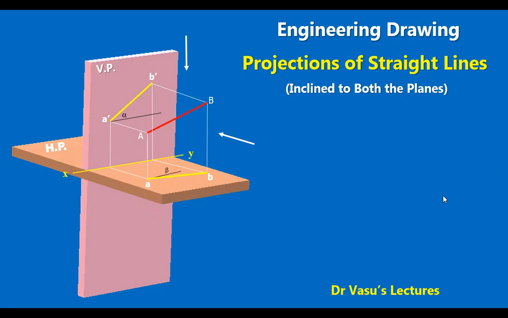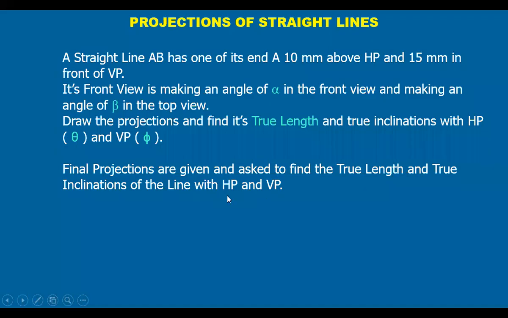Now let's see the problem on a line inclined to both the planes. When a line is inclined to both the reference planes, the projections are given. In the previous video, when the true length and true inclinations were given, we saw the method of drawing the final projections. But here, the final projections of the straight line are given, and you are asked to find the true length and the true inclinations with the HP and VP.